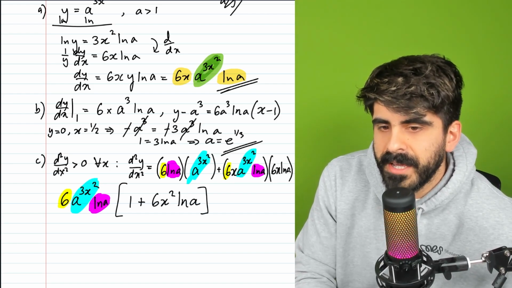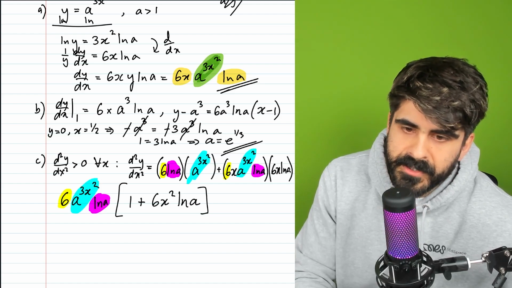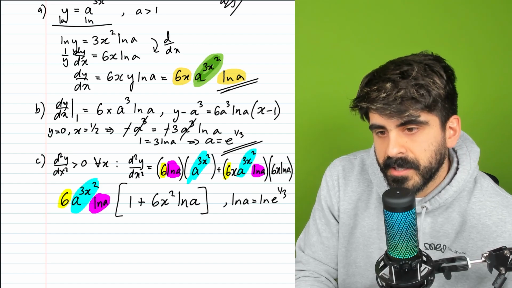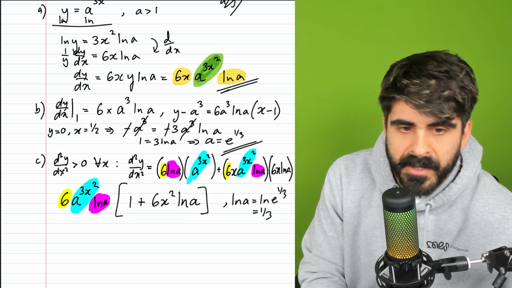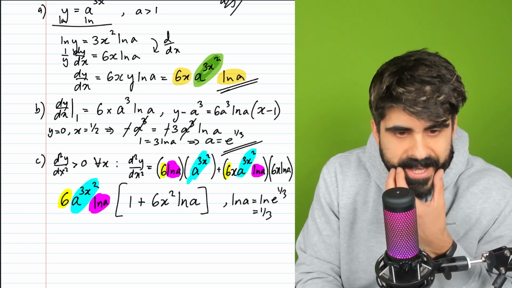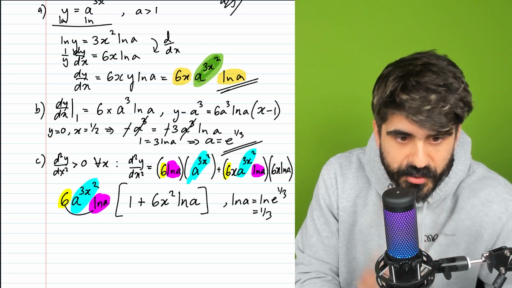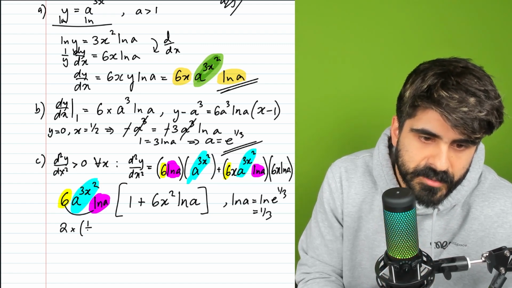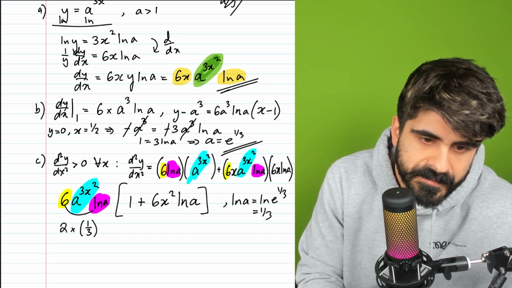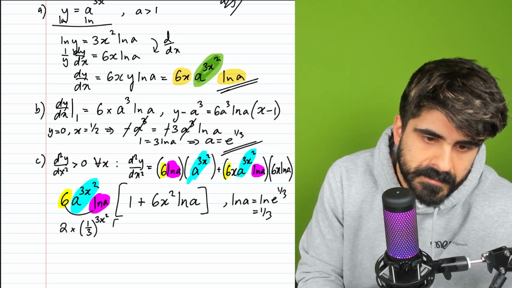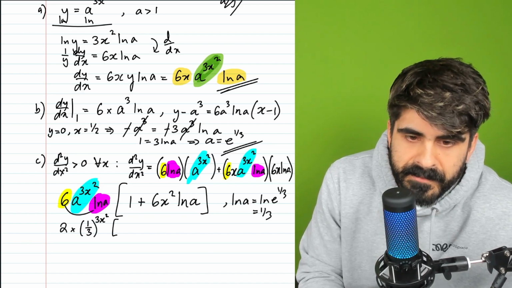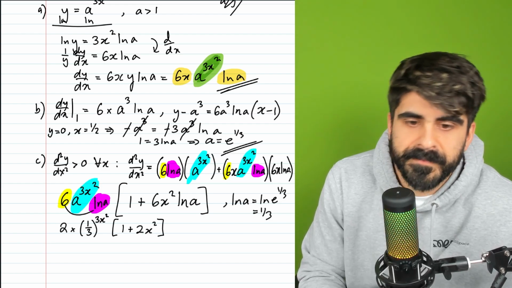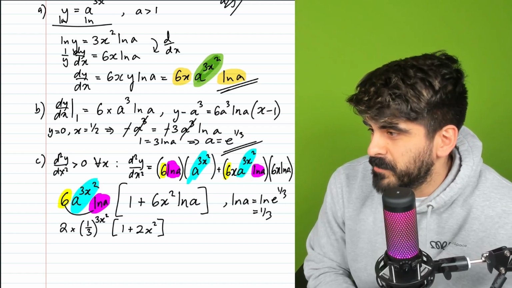And we already know what a is. So ln of a is ln of e to the third, which is a third. So 6 ln a is 2. So we have 2 times a to the 3x squared, times 1 plus 2x squared. So you just need to explain that that's always positive, right?